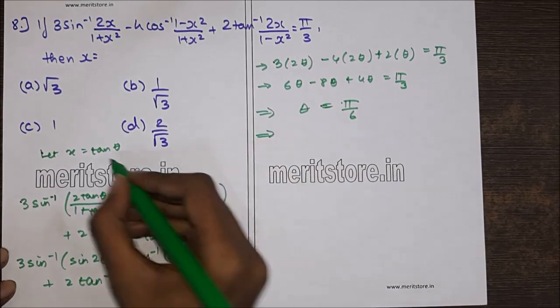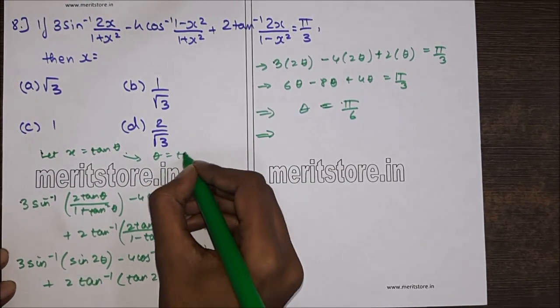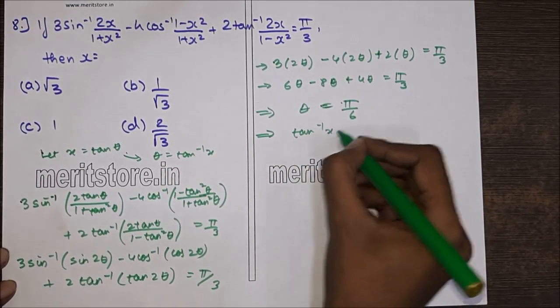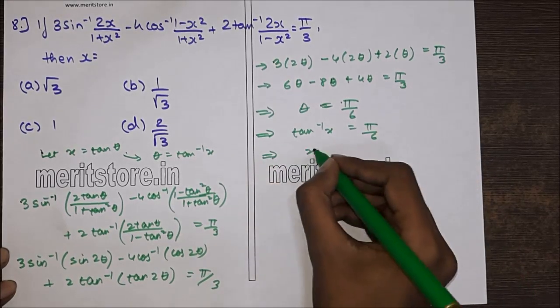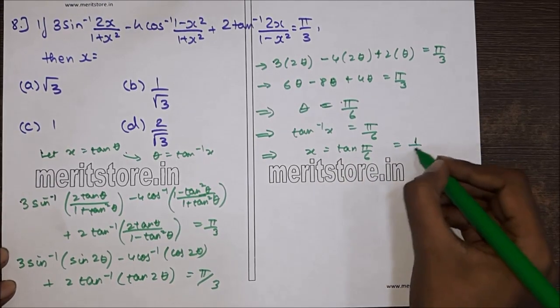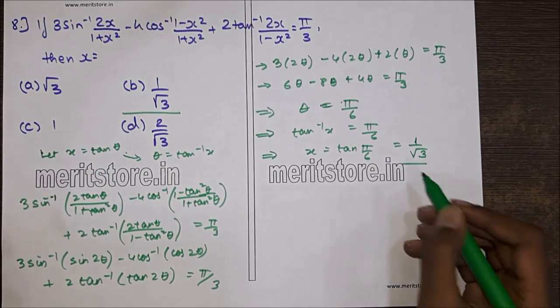Now x is tan theta, therefore theta is tan inverse of x. So therefore tan inverse of x is pi by 6. That is x is tan pi by 6, which is equal to 1 by root 3. So the answer is B, 1 by root 3.